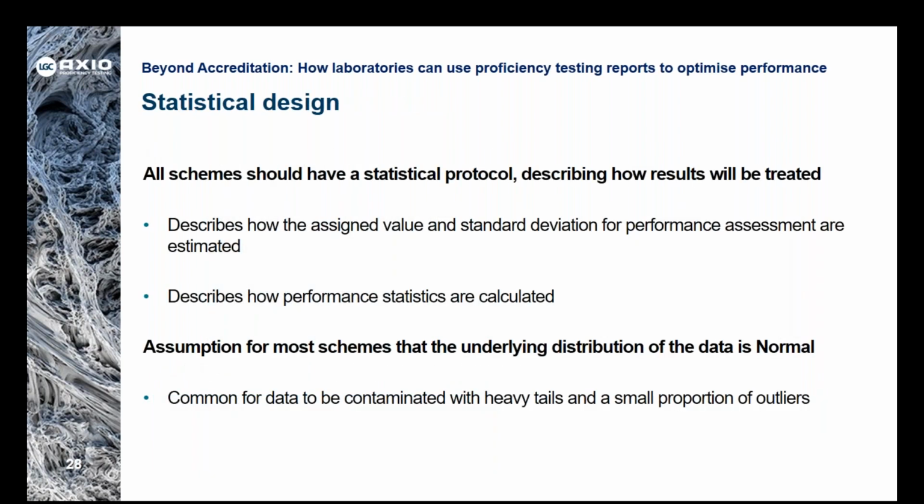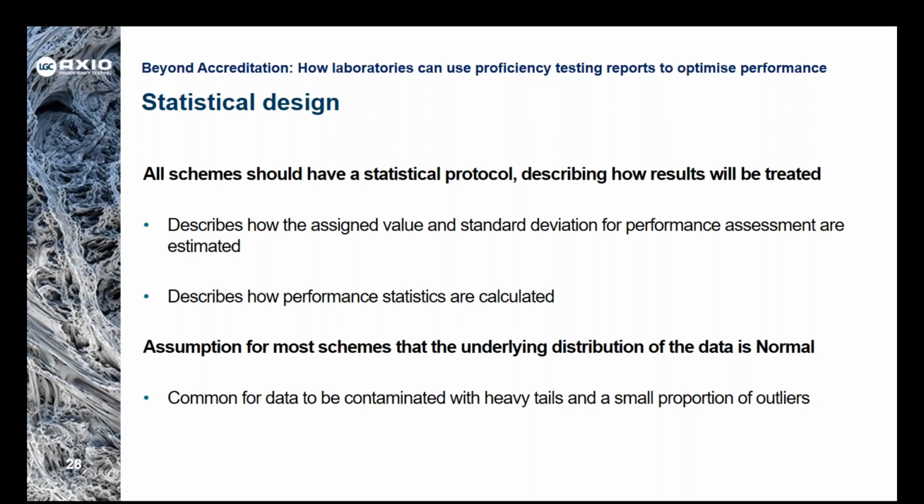Our schemes have specific statistical protocols to establish how a result will be assessed. We describe how the assigned value and SDPA are established and how the performance statistics are calculated. The underlying distribution of the data for most schemes is assumed to be normal. It can be common for data to be contaminated with heavy tails and small proportion of outliers.